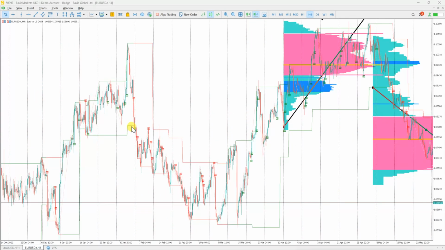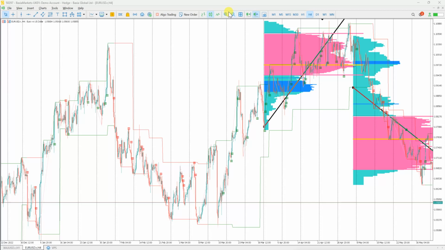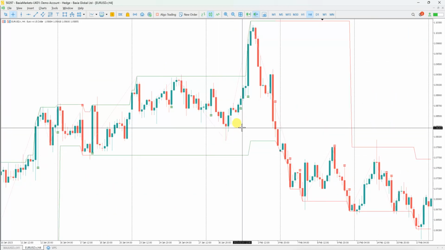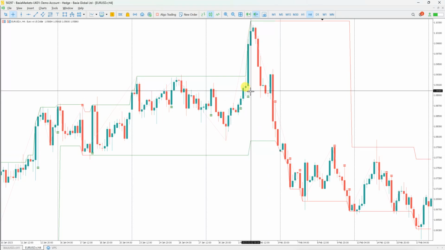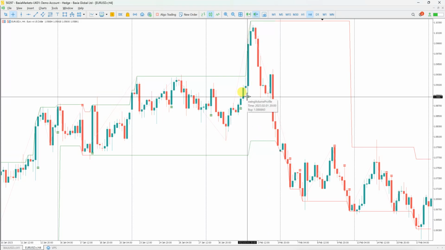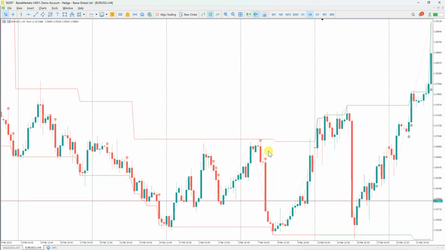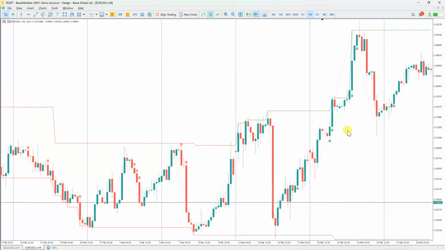And what else? Another new feature is that you will find fair value gap here. Box color is a fair value gap. This box icon, this is a fair value gap, as you can see here.